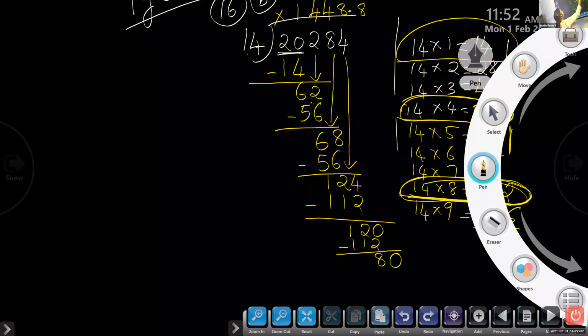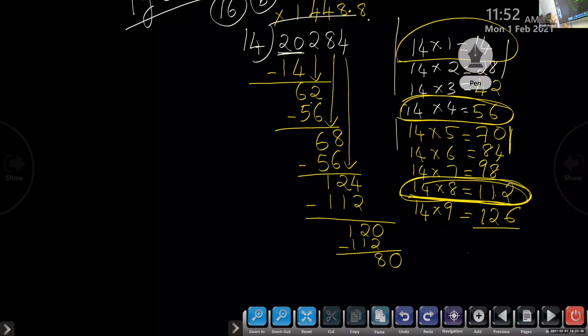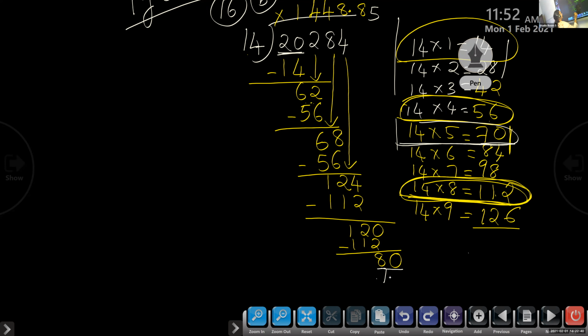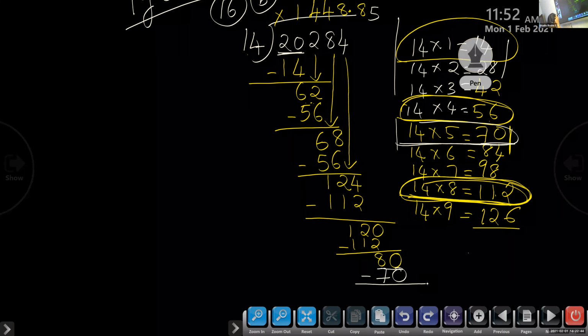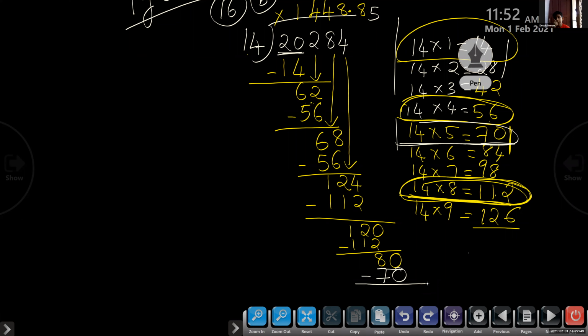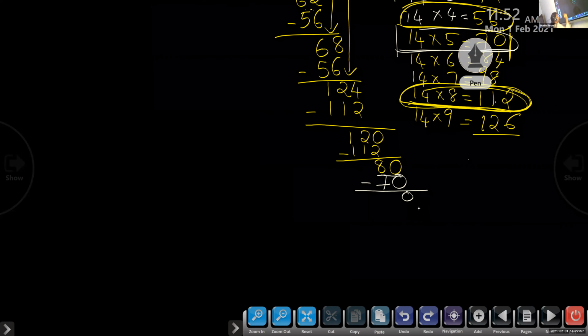So 14 into 5. So children here 5. 5 into 14. What is that? 70. So we will take 70. Then again subtract. 10. 0 minus 0, 0. 8 minus 7, 1. Here, check again. Here 10 and the divisor is 14. So that is smaller.